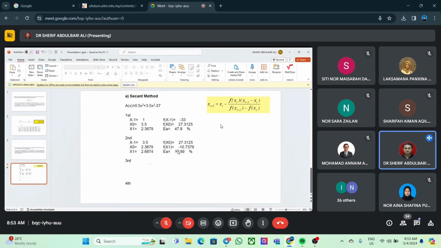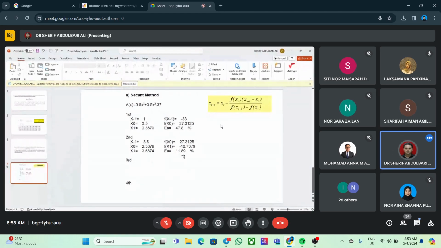Okay, good. So still, the value here, it's not less than 1%. So you're going to iterate one more time. So to iterate one more time, so the third iteration, x backward will be equal to the value of 2.3679. And x initial will be equal to the new value, which is 2.6874.